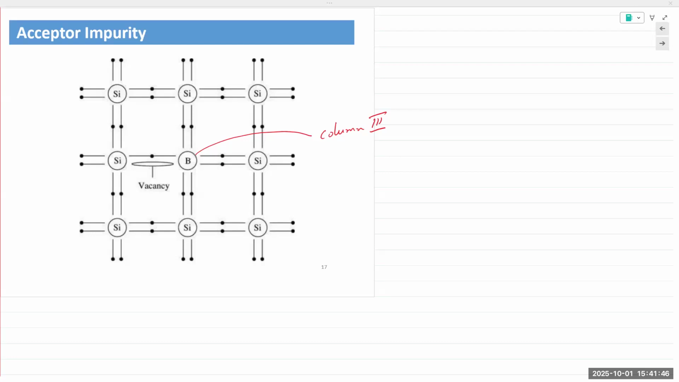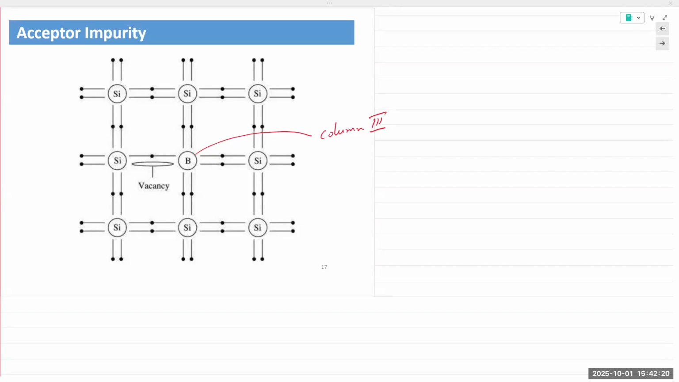Okay. So column 3 elements, such as boron, have 3 electrons in the outermost orbit. So it has 3 electrons that form bonds with the neighboring silicon atoms, right? So one bond or one spot is left open. And because it is left open, it is vacant, there is no charge associated with it, right? The 3 electrons in a boron atom are balanced by the 3 protons inside the nucleus of that atom.